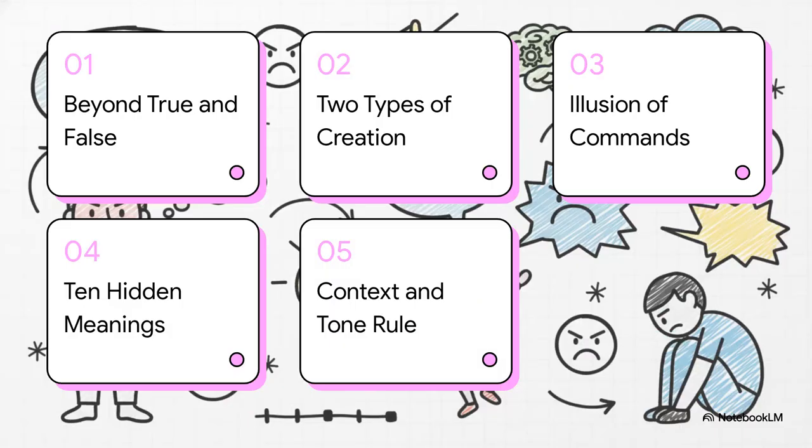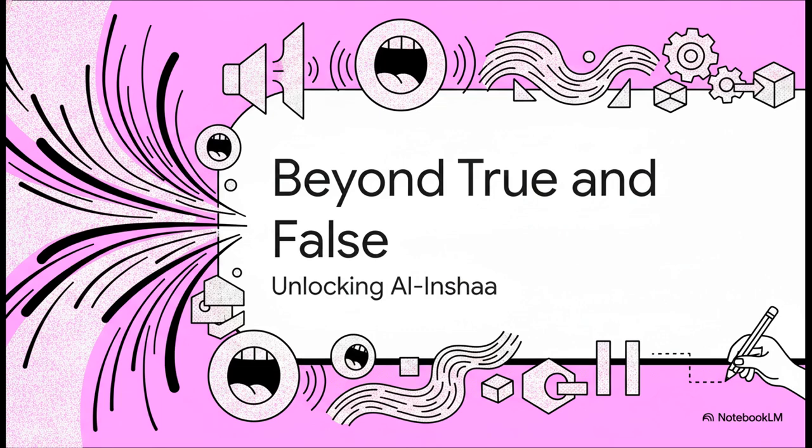So here's our roadmap for today. We'll kick things off with Section 1, Beyond True and False. Then Section 2, the two types of creation. After that, Section 3, the illusion of commands. From there, we'll jump into Section 4, 10 hidden meanings, and we'll wrap it all up with Section 5, context and tone rule. All right, Section 1, Beyond True and False, unlocking al-insha.